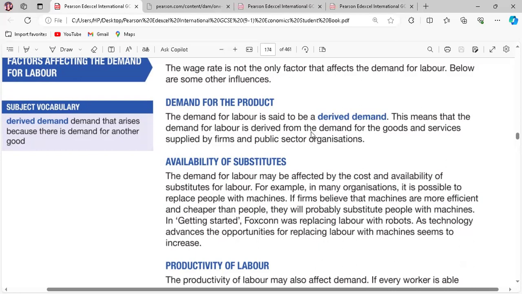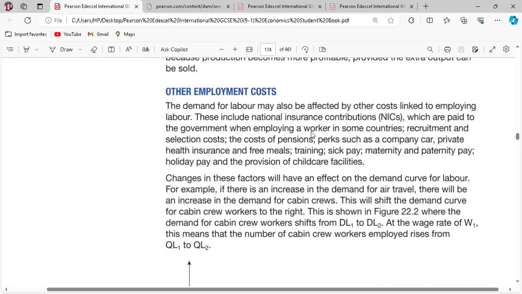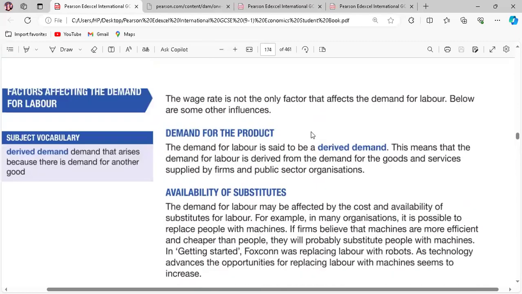So if the quantity demanded for goods or services increases for a firm, the demand for labor would increase, shifting the demand curve rightward from DL1 to DL2. That means demand for labor is increasing, and the quantity of labor would increase from QL1 to QL2. The wage rate is constant. So that's the first one.